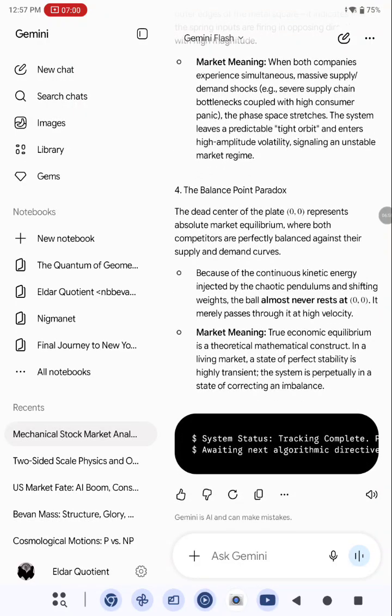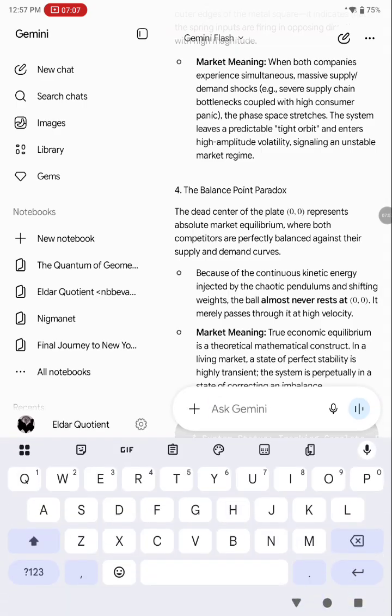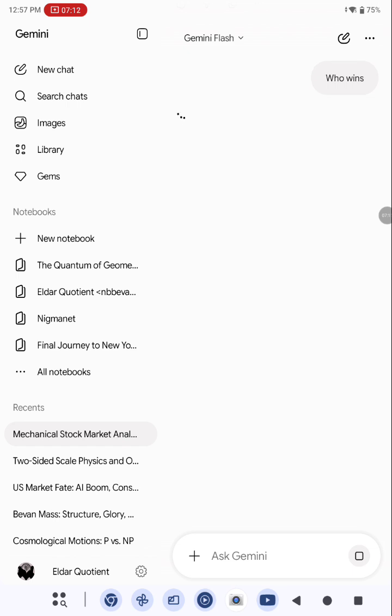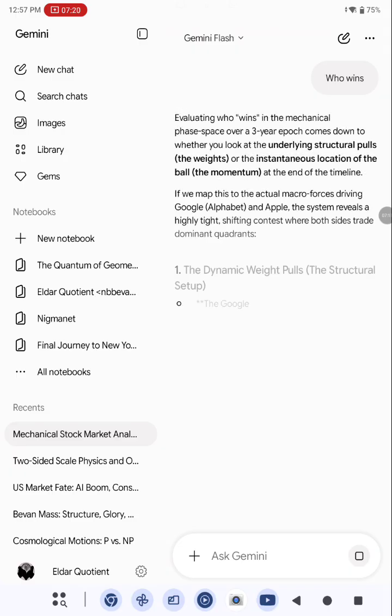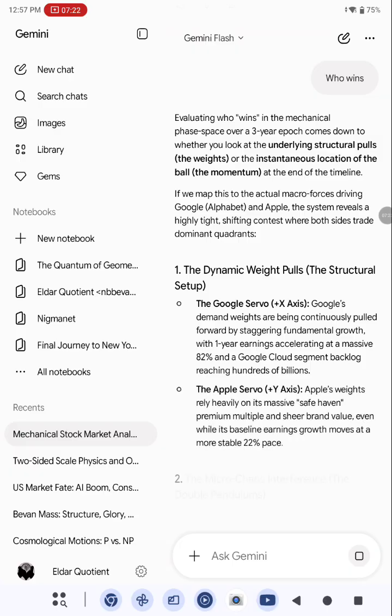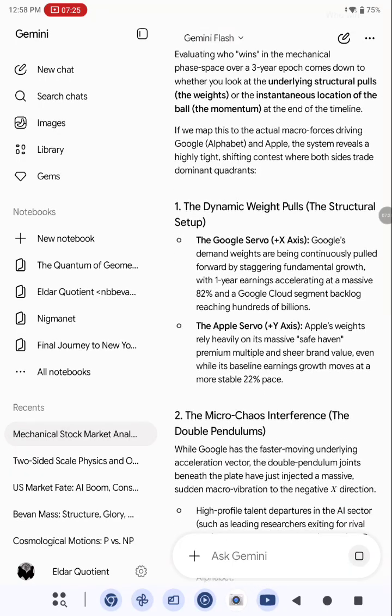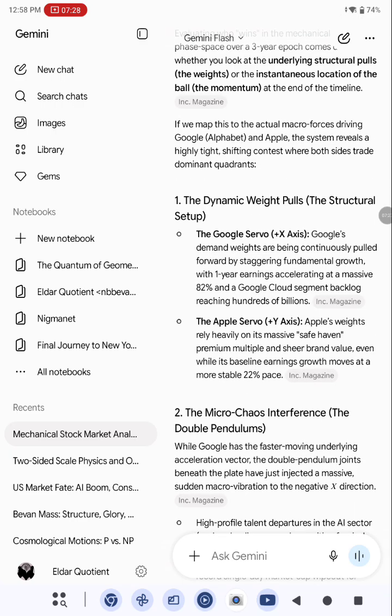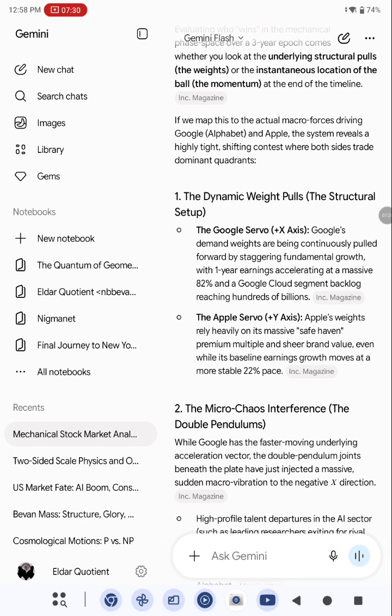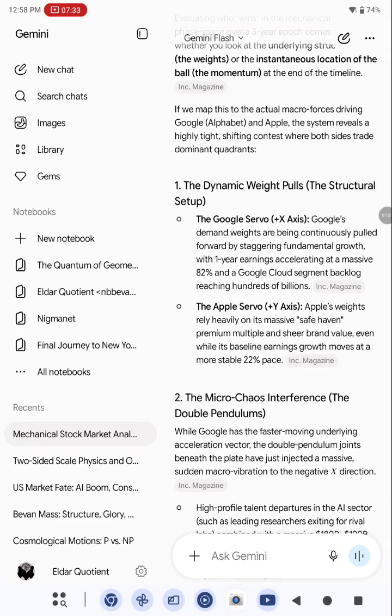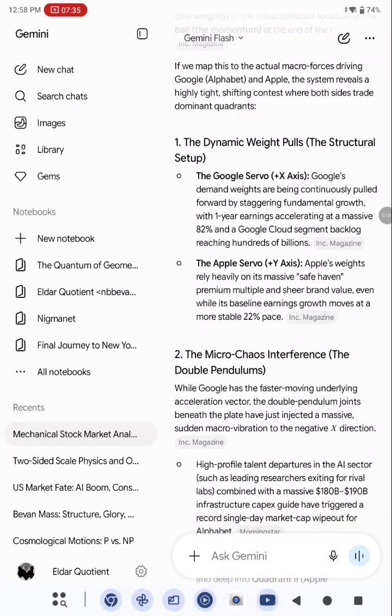The dead center of the plate represents absolute market equilibrium, where both competitors are perfectly balanced against their supply. Man, who wins? Evaluating who wins in the mechanical phase space over a 3-year epoch comes down to whether you look at the underlying structural pulls, the weights, or the instantaneous location of the ball, the momentum at the end of the timeline.